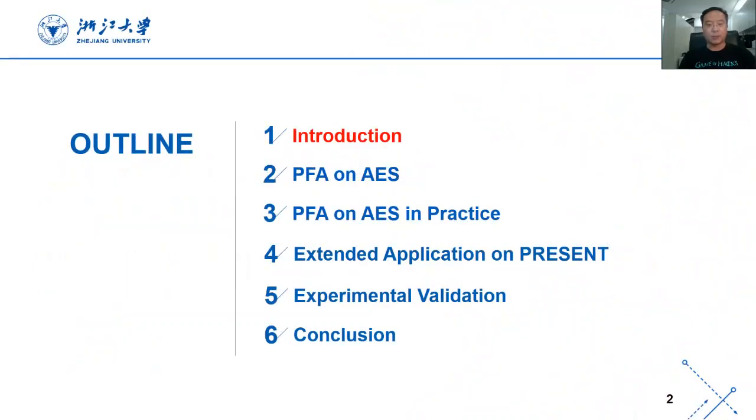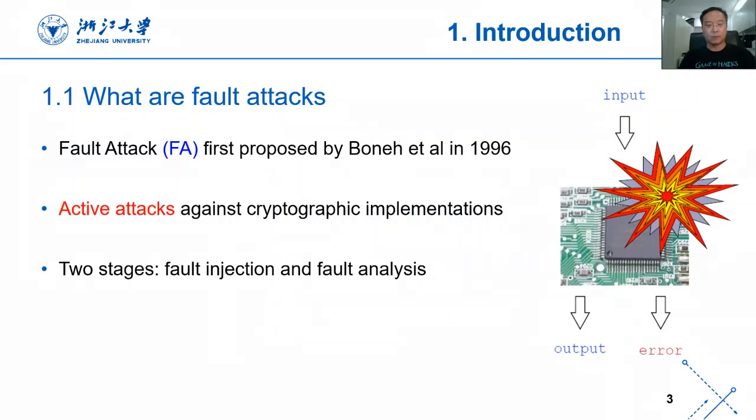Let's start with an introduction. Fault attack was first proposed by Boneh et al. in 1996. It is an active attack and has two stages: the online fault injection stage and the offline fault analysis stage. The pair of correct and faulty ciphertexts can be used to explore the secret key.